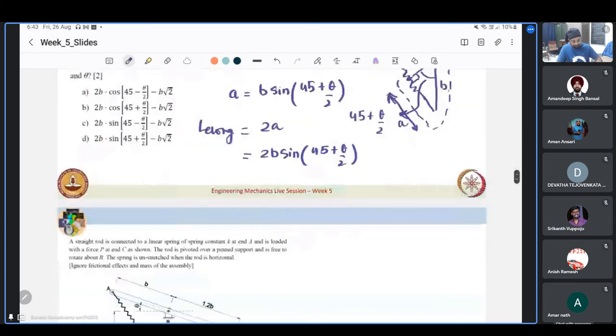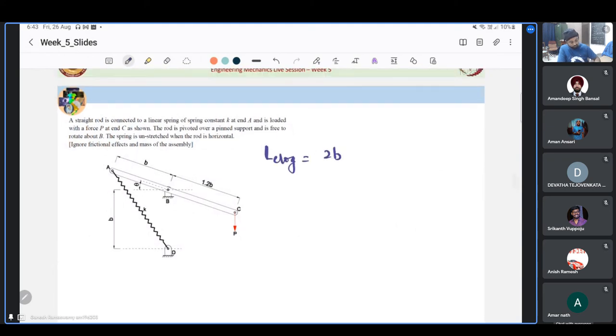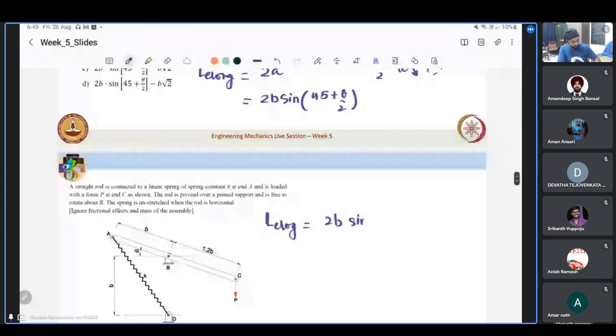Okay, now let us calculate the spring force. We have got the elongated length as 2B sine of 45 plus theta by 2.